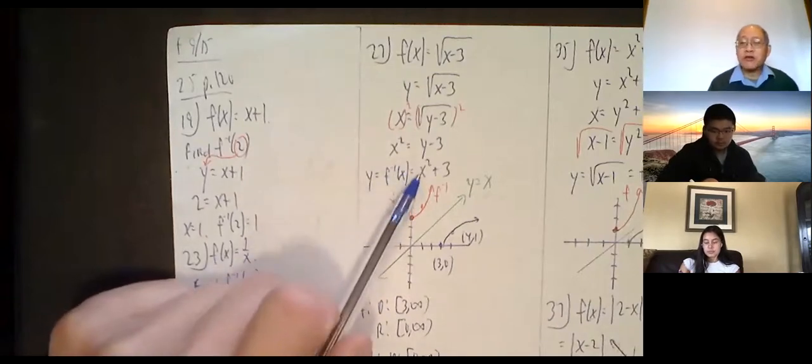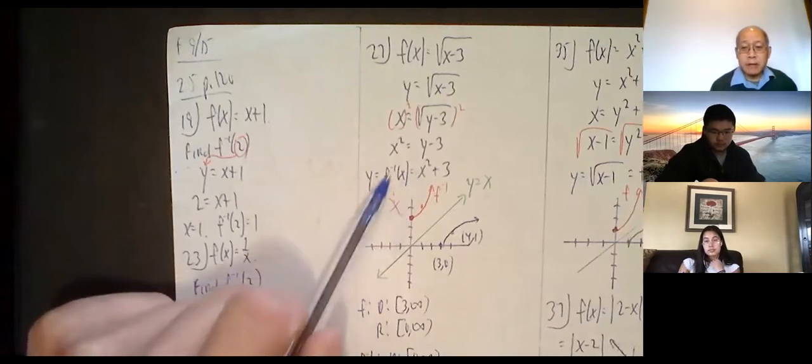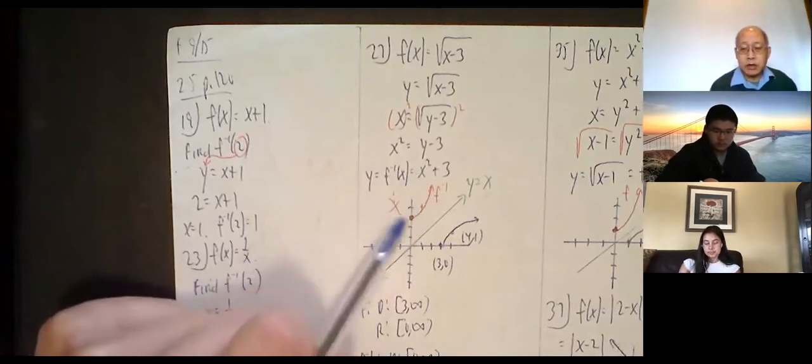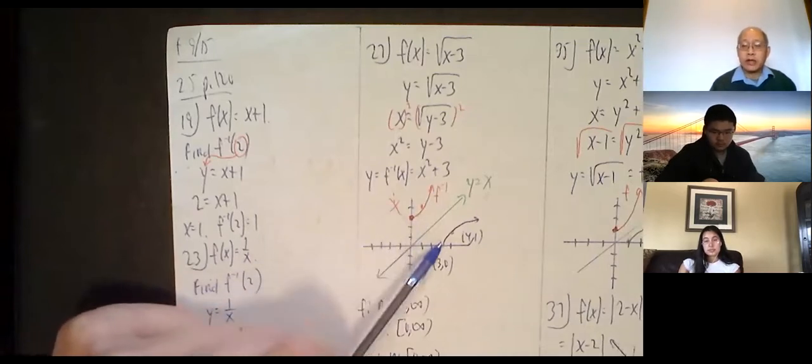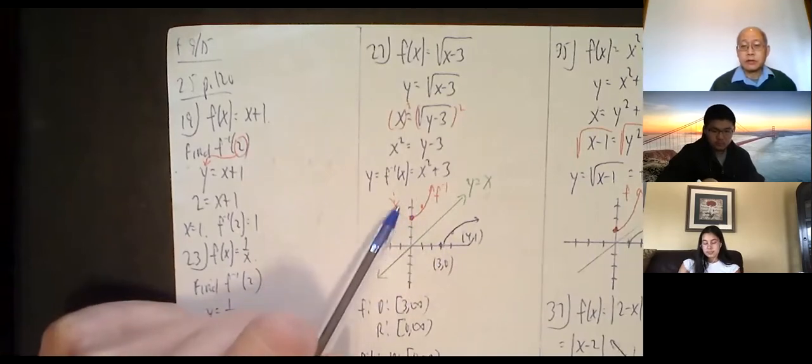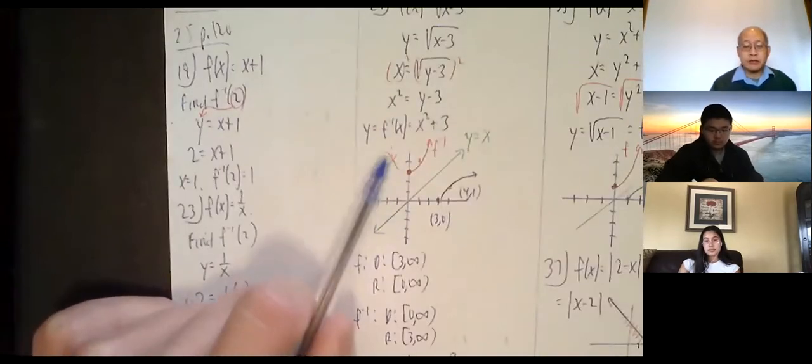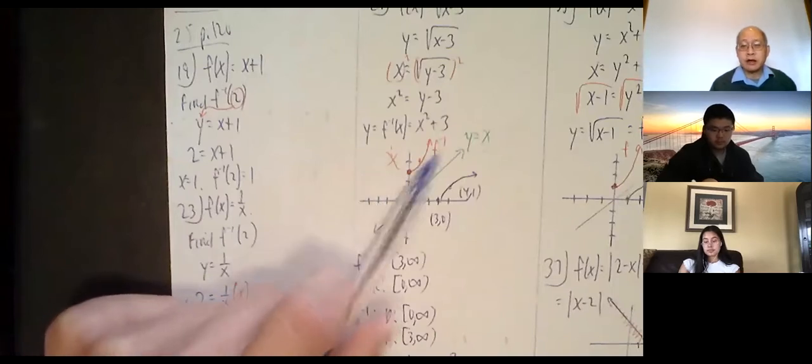If you were to start off with x squared plus 3, that would be a parabola. That would be this whole thing. But we actually don't have the whole parabola. We only have the part that's a reflection of the square root function. So that part is not really there for the inverse. This is all we have.